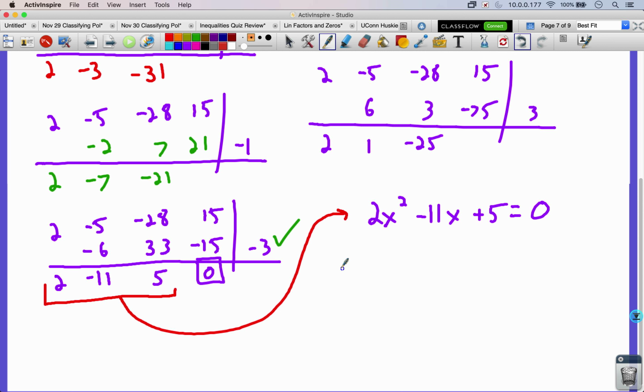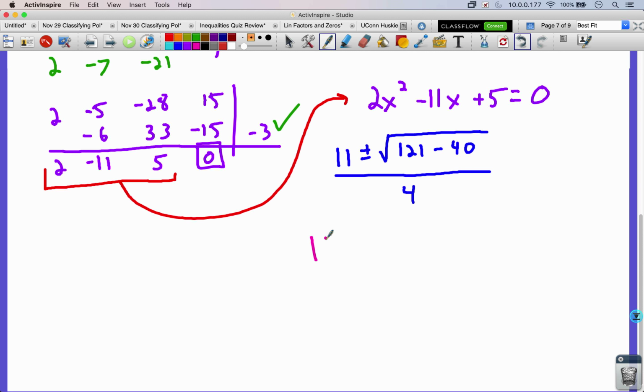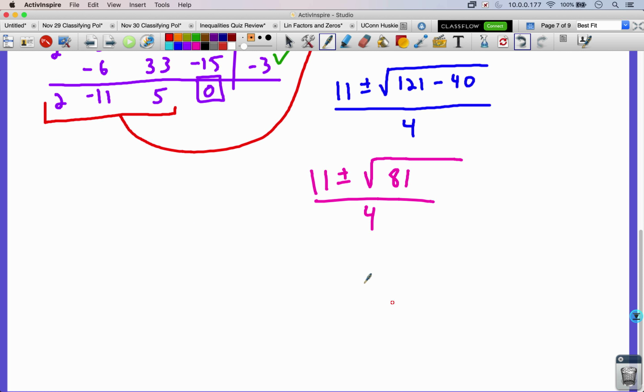Now we've got lots of ways to solve quadratics. I'm going to use the quadratic formula here. So negative b plus or minus the square root of b squared minus 4ac, so let's see, that's 8 times 5 is a 40, all over 2a, so we have a 4. Now 11 plus or minus the square root of 81 all over 4. 81 is a perfect square, so this becomes 11 plus or minus 9 all over 4.